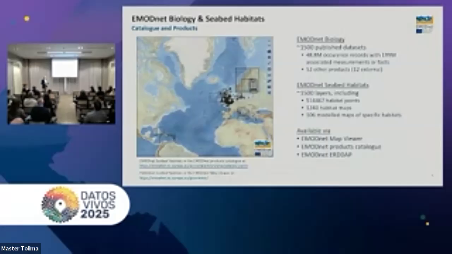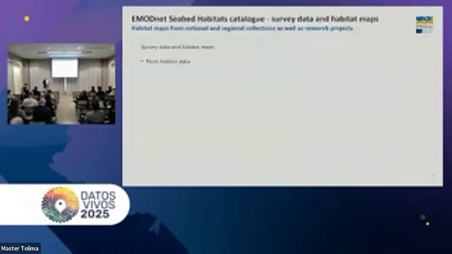Both seabed habitats and biology have a lot of data sets and data products. And it's not possible to have everything in the map portal on view. In the map here on the left is a layer of all the bounding boxes of the seabed habitats data layers. Only a few of them are available at the map viewer, but the rest can be found at the catalog and through web services. And eMoF Biology also utilizes an ArcGIS service.